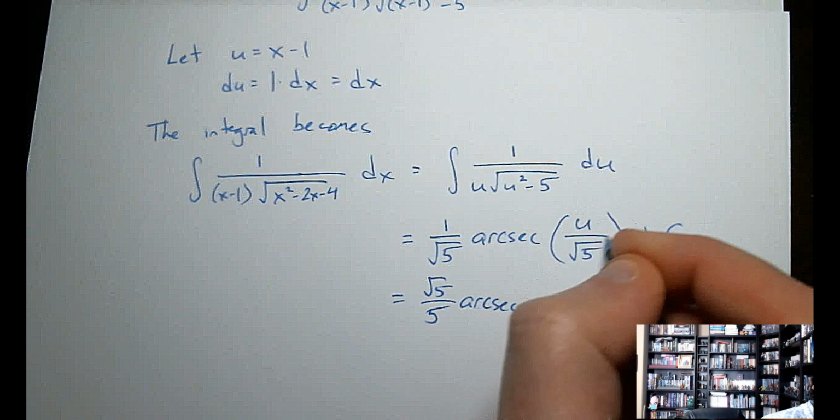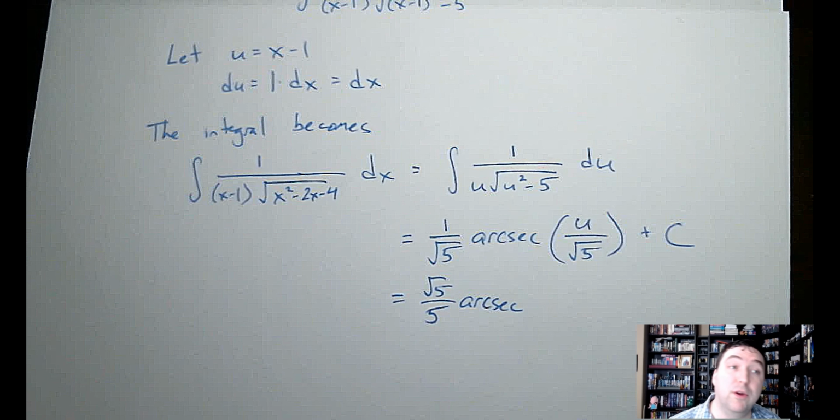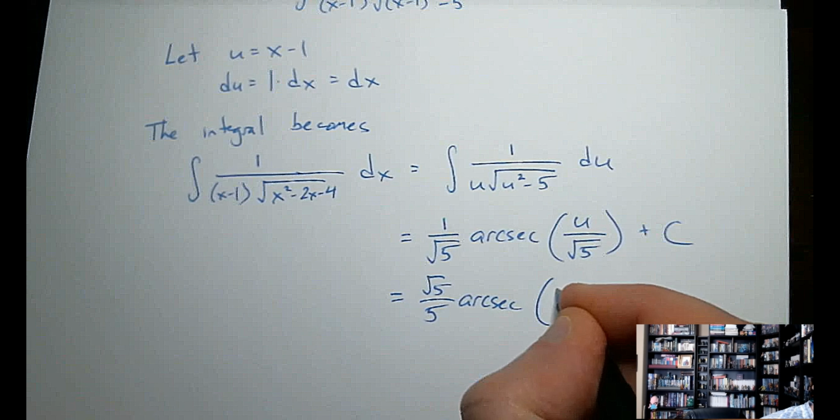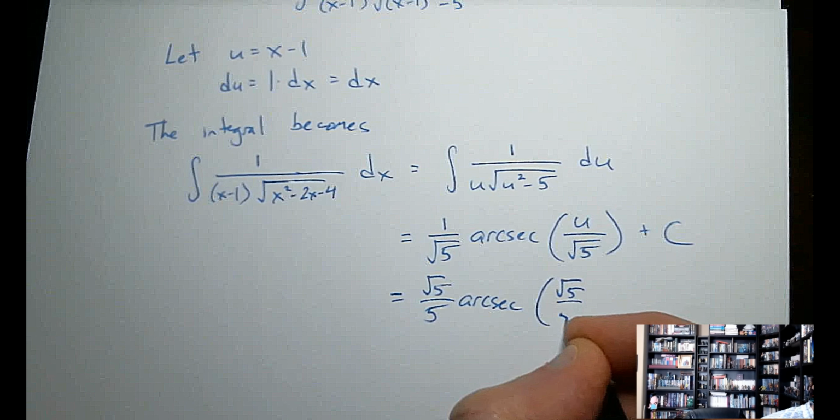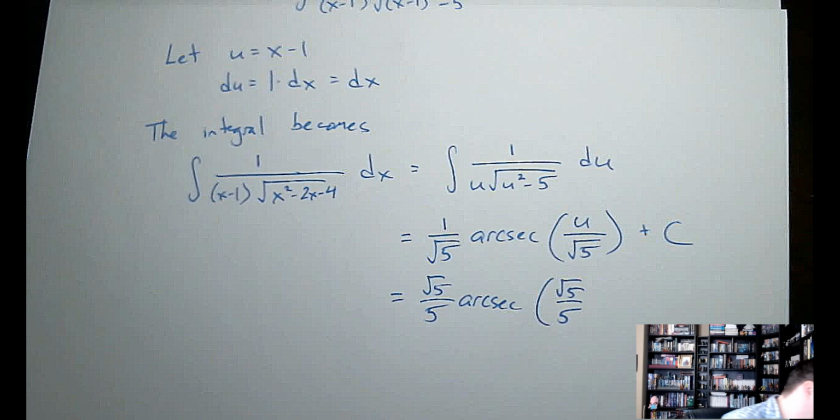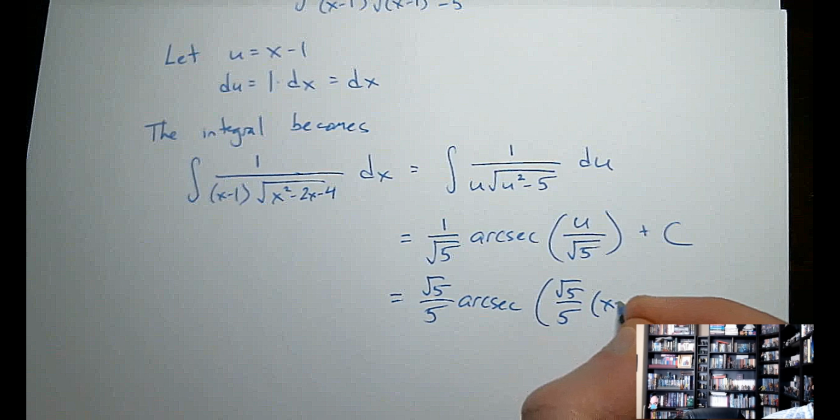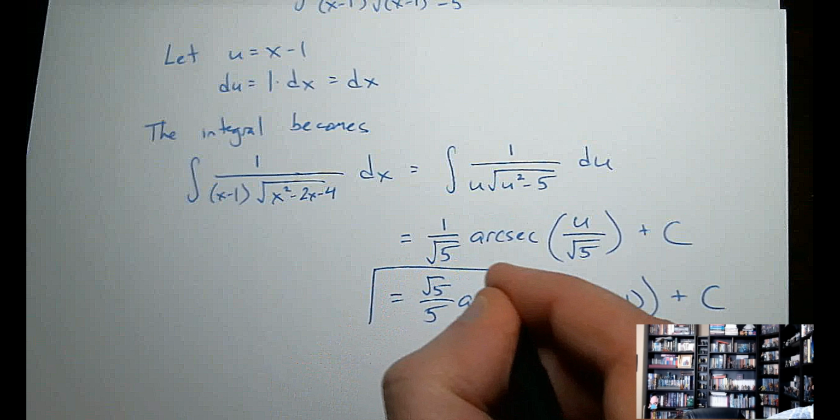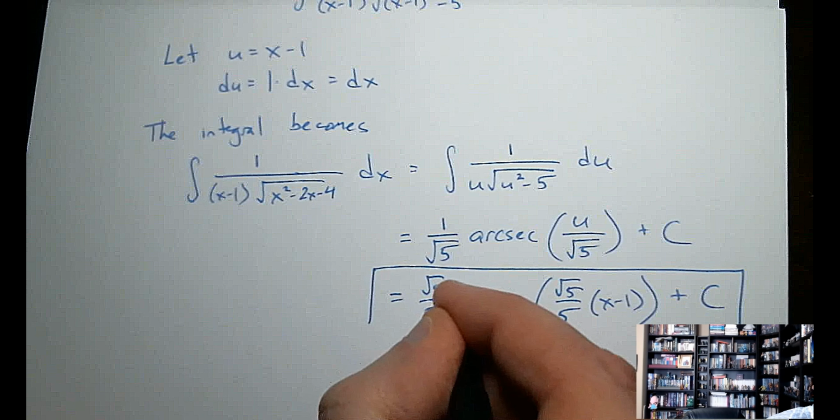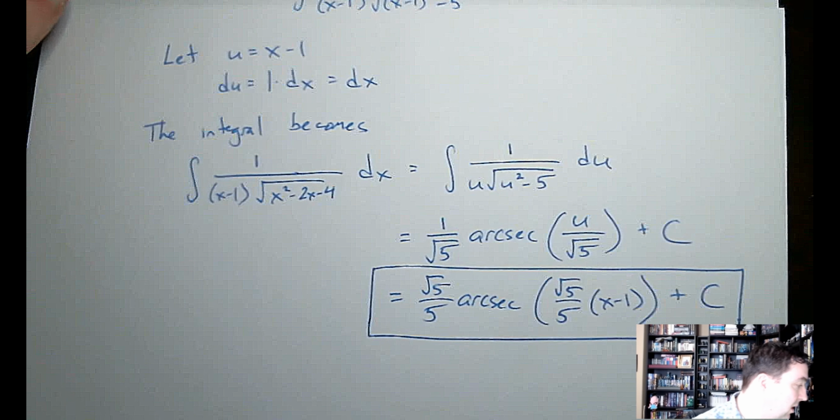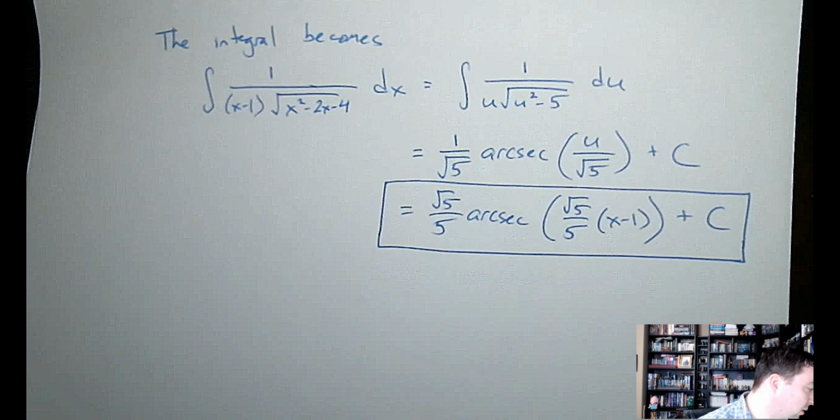So that's what we'll have outside here. And while we're doing that, we might as well also substitute back in for u. U, remember, is x minus 1. So we're going to have root 5 over 5 times the arcsecant of root 5 over 5 times x minus 1, plus c. So there's how to evaluate that integral.